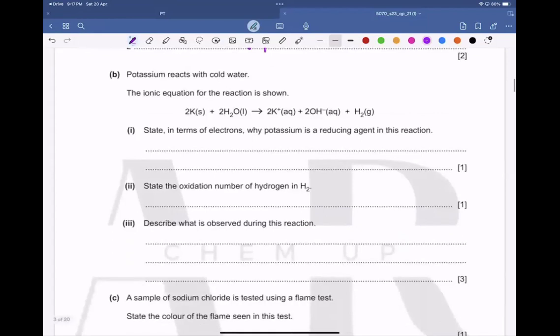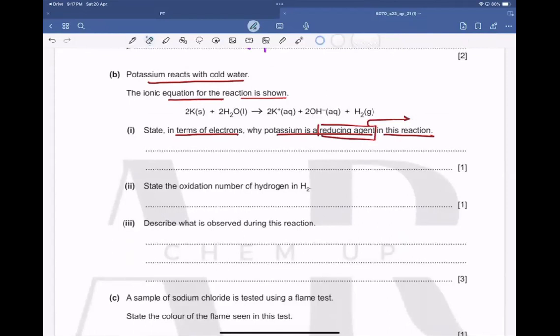Okay, now, next part. Potassium reacts with cold water. The ionic equation for the reaction is shown. State in terms of electrons why potassium is a reducing agent in this reaction. Yes, what is the reducing agent? Reducing agent, yes, very good, Khatija, because itself it is oxidized. Yeah, very good.